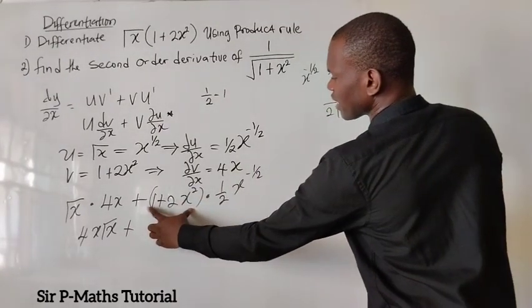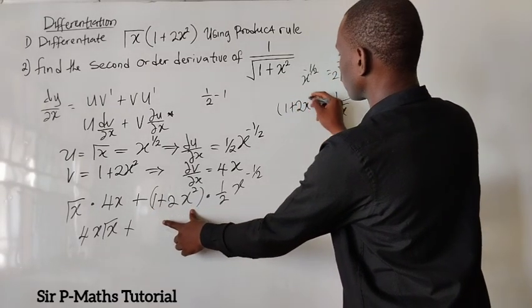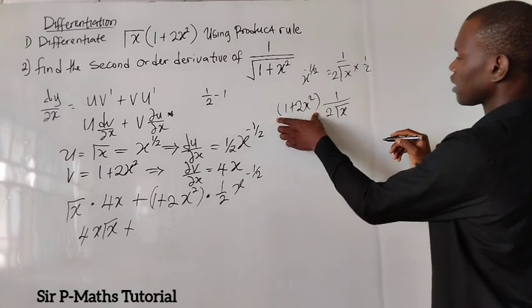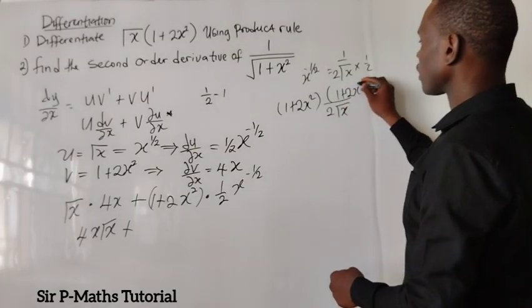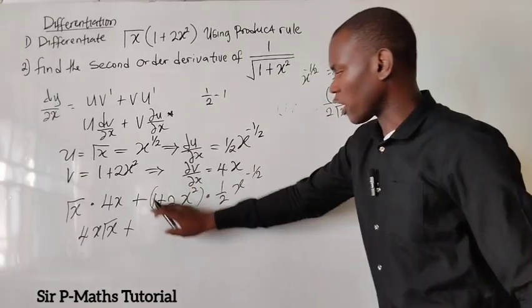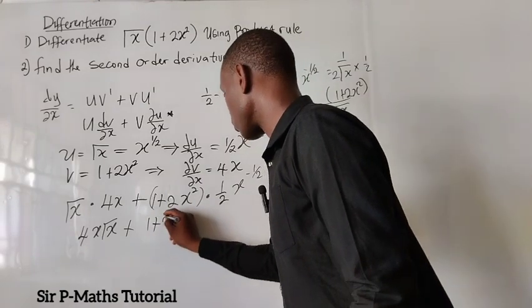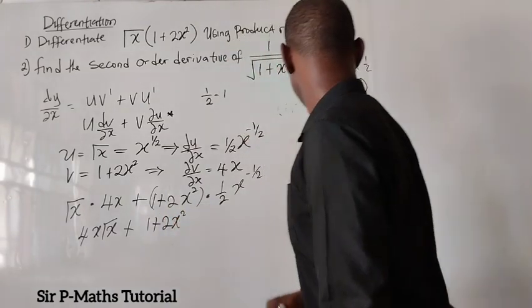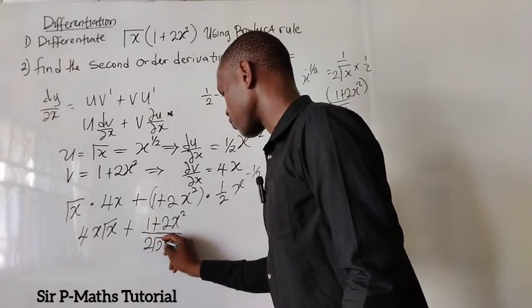Then multiply it against this one. This is 1 plus 2x squared. If I multiply this against 1, I will now have 1 plus 2x squared. Alright, so this is what we'll have for everything we have here. So let us write it here: 1 plus 2x squared all over 2 square root of x.